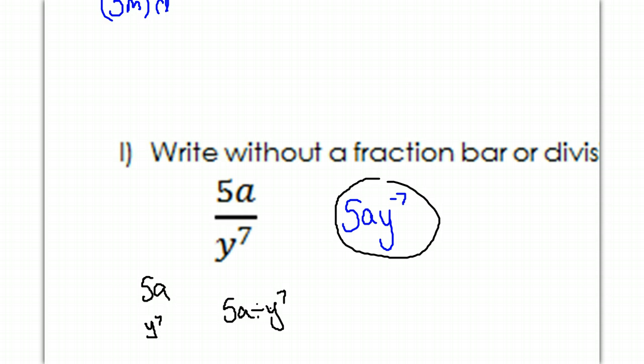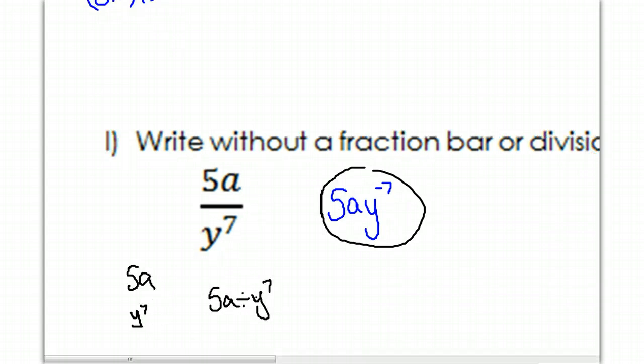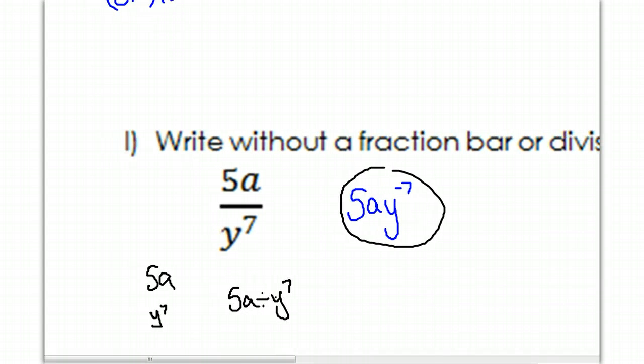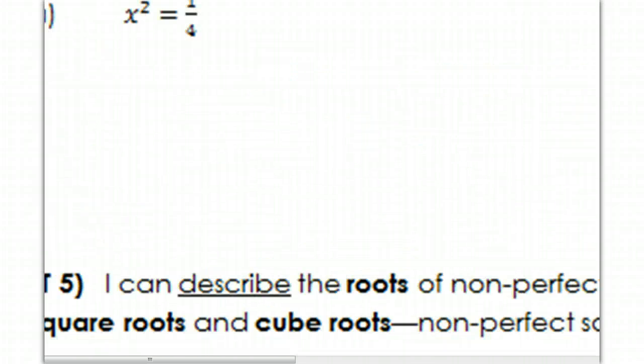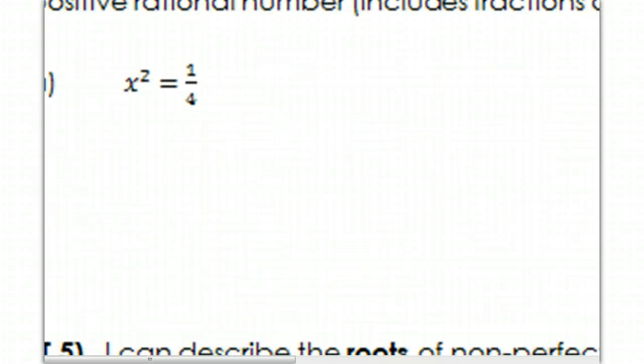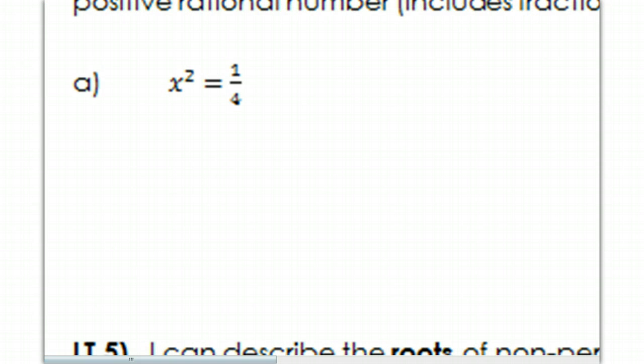Alright, so next page there. Let's see if I can find it here. Alright, letter A. We have this equation to solve, and the inverse of squaring something is taking the square root. So we got to do that to both sides. Square root of x squared is x, and the square root of 1 over 4 is just the square root of 1 over the square root of 4, and that is 1 over 2, 1/2.